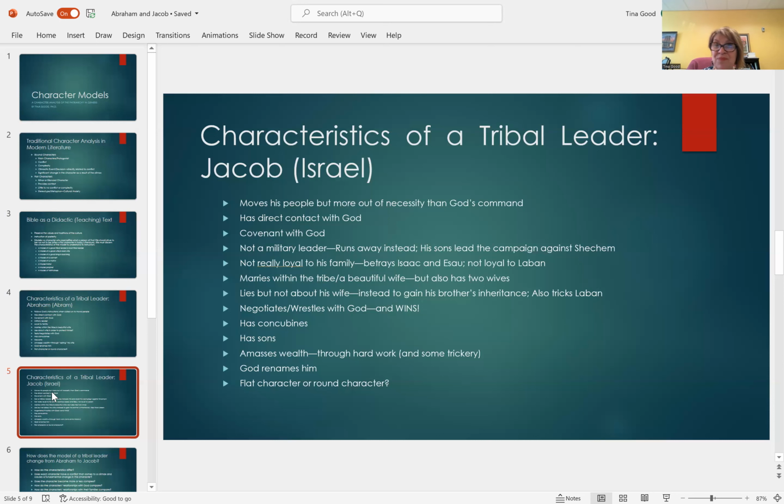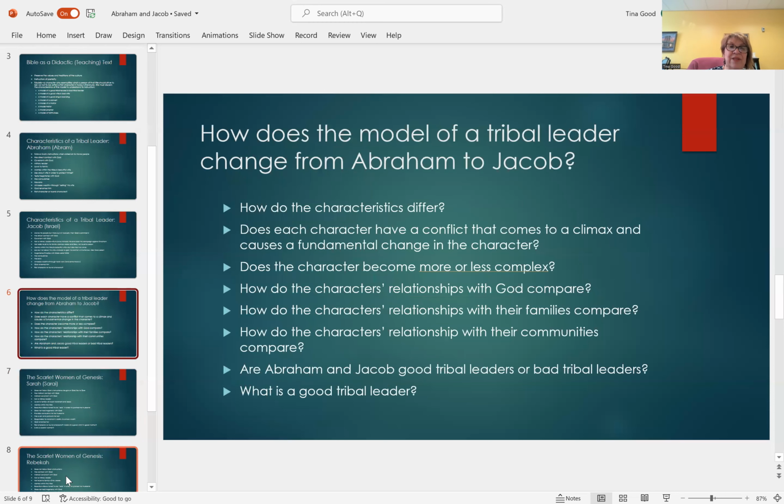Perhaps then Jacob is more the model of the tribal leader, given that he sort of does lack conflict. He does kind of lack change. And he does wrestle with God and win. So there is a suggestion maybe he's more of the model tribal leader than Abraham. And he is, after all, named Israel.